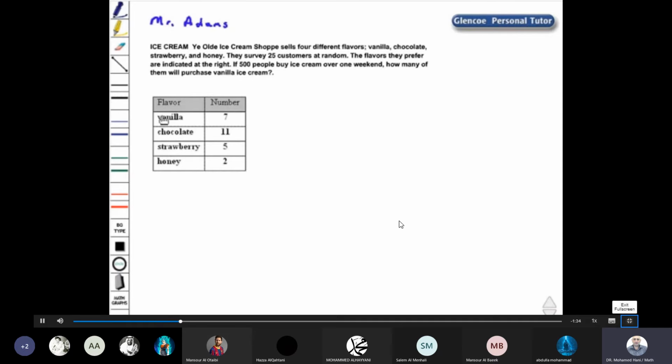Okay, so if you look at the table, it has the flavors, vanilla, chocolate, strawberry, and honey, and how many people chose each particular flavor. The question asks how many of them will purchase vanilla ice cream if 500 people buy ice cream over one weekend. So in our sample here, we had 7 out of 25 chose vanilla ice cream, which is 28%. We can find that. لاحظوا بالخطوة الأولى شو أخذ favorable على التوتال possible. فاللي اختاروا الخيار الأول عددهم قديش؟ 7 على التوتال. كيف يحسب التوتال؟ نعمل 7 بلس 11 بلس 5 بلس 2 شو بيعطيني الجواب؟ 25.